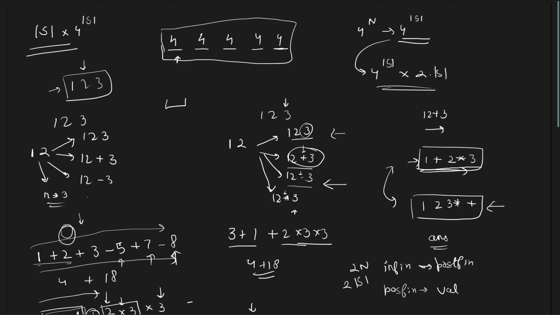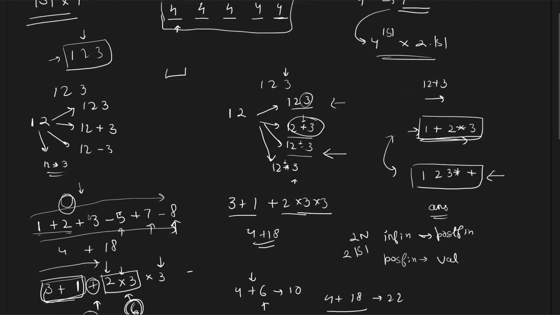Now what I need to do is, once I have calculated all the 4 possible ways and I have reached my final state, I need to find whether the value that I have for this particular expression is equal to the target value or not.